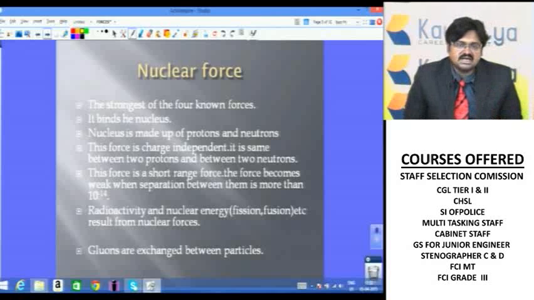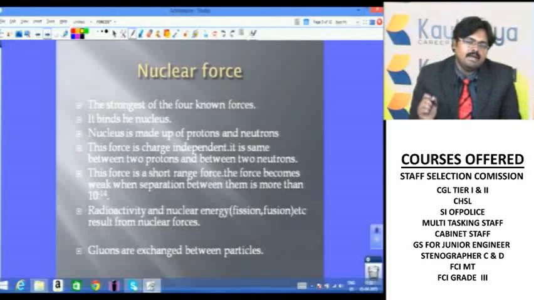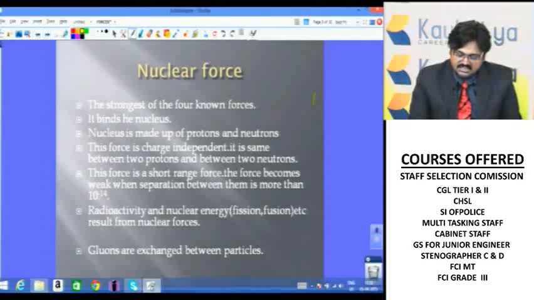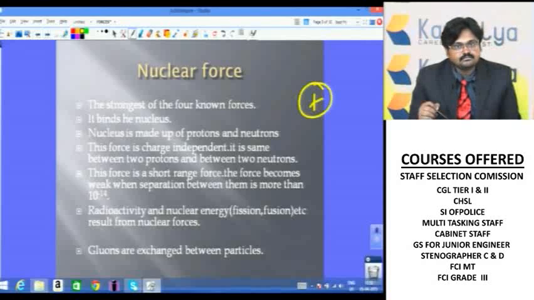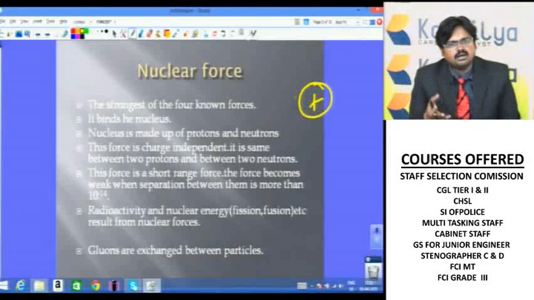Now what do you mean by charge independent? We said that an atom is formed by an electromagnetic force. Now how does a nucleus get formed? I have said that there is a positive nucleus here. If I take a larger atom, then you find that the nucleus has a large number of protons and neutrons. What do you mean by a nucleus? A nucleus is something that contains protons and neutrons. Now how do protons and neutrons exist within such a small area?